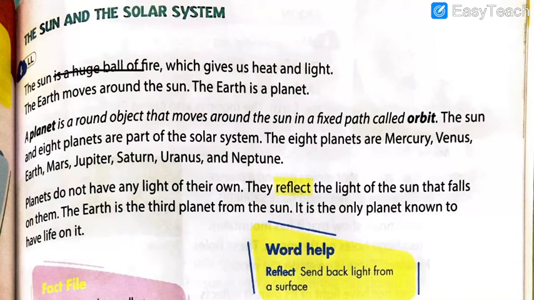Anyways, let us start with the first topic, the sun. The sun and the solar system. The sun is a huge ball of fire which gives us heat and light. The earth moves around the sun. The earth is a planet. Now the earth is the planet which you all know, and the sun is the ball of fire. Do you know that? I hope you knew that. If you do not, I now hope that you know that the sun is a ball of fire.